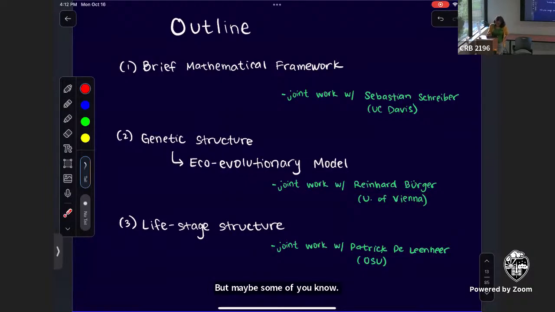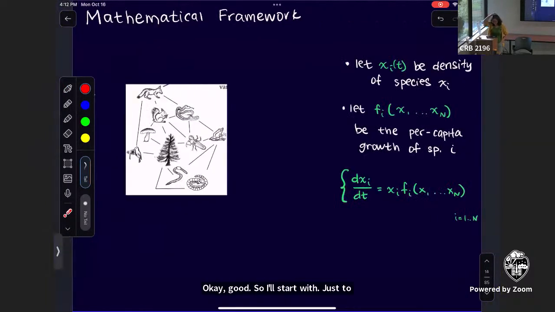Okay, good. So I'll start with just a general framework. I'm thinking about some number of species interacting, and I have x_i as the density of species i. Each species has a per capita growth rate that depends on the densities of all the other species through these interactions. And we can write down a fairly general form of this system of equations right here.